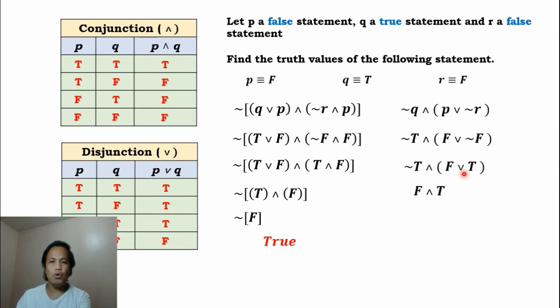Then the negation here, not true, is false. False or true, which is a disjunction, the whole statement is true. Then false and true, which is a conjunction, the whole statement is false. So therefore, the truth value for this statement is false.